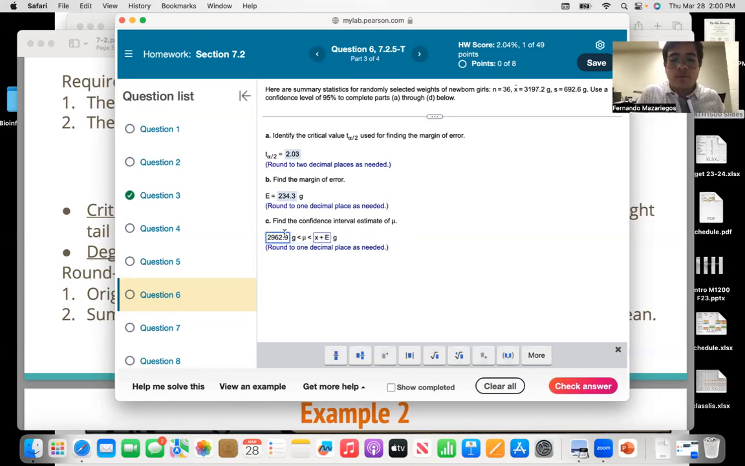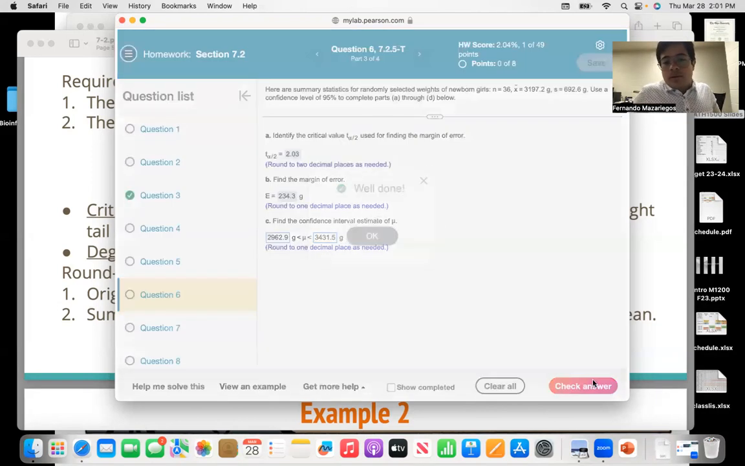And we do the same for the upper limit. We take the point estimate, which is the sample mean, 3,197.2, plus the margin of error, which we found to be 234.3. $3,431.5. Perfect.